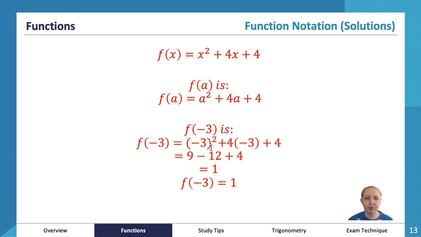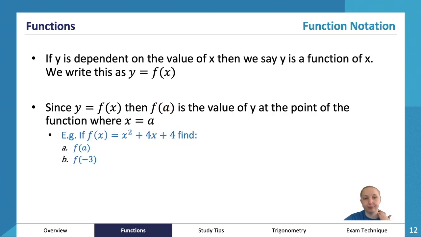I would say it's always good to write out every step of your working, just in case something goes wrong. So then you've got minus 3 all squared is equal to 9. 4 times minus 3 is equal to minus 12. Plus 4, and then once you add all of that up, you'll get 1. So therefore, we can say f of minus 3 is equal to 1. Okay, and so that is how we do simple substitutions using functions, and essentially that's the best example for using function notation and what function notation is useful for.